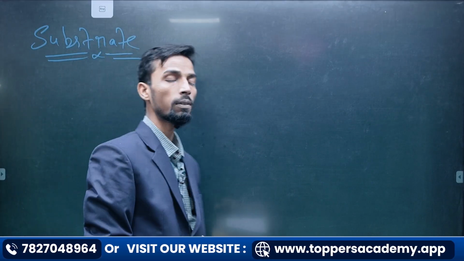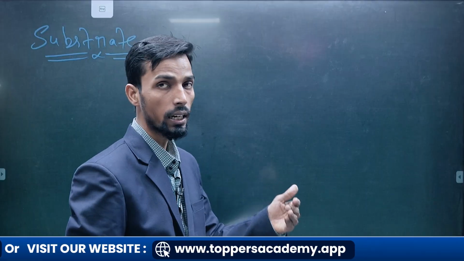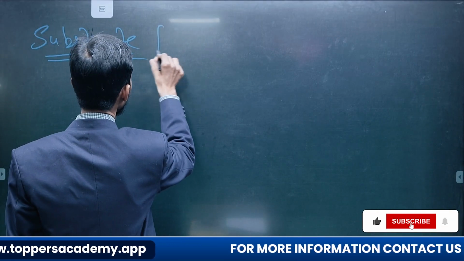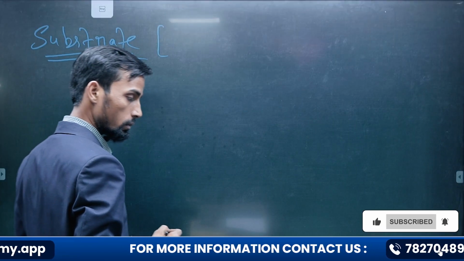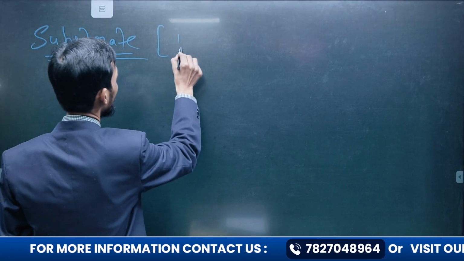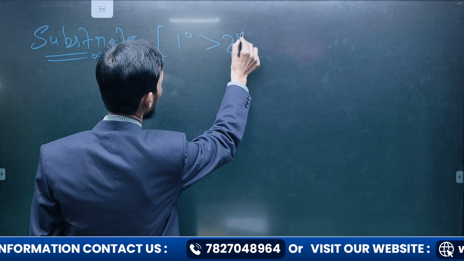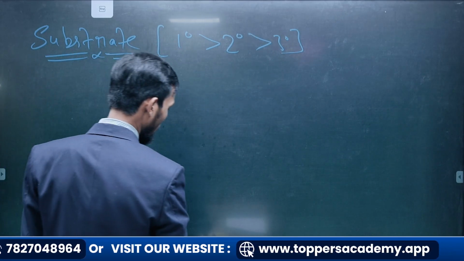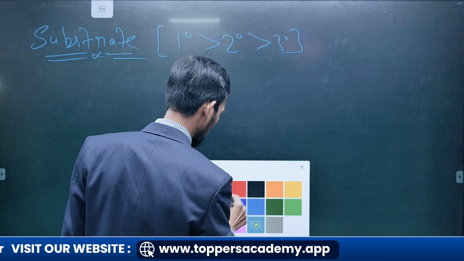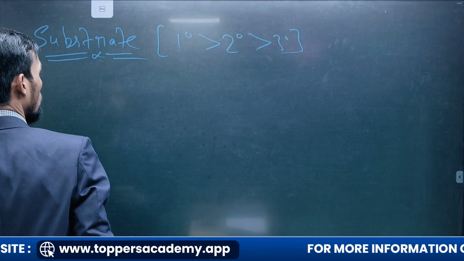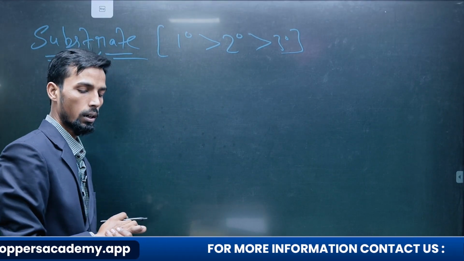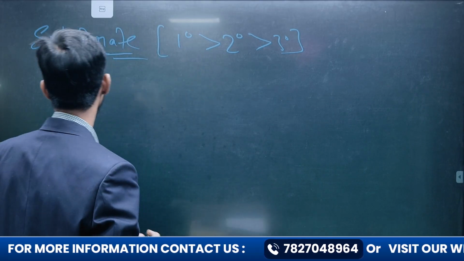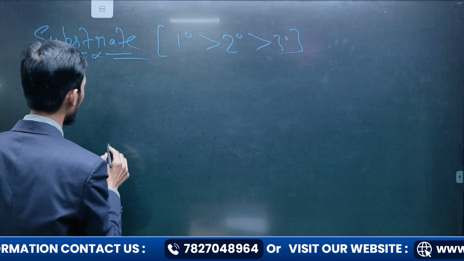As we have seen, in an SN1 reaction 3 degree is more preferable than 2 degree and then 1 degree. But in an SN2 reaction, 1 degree will be more preferable than 2 degree than 3 degree. Why SN2 prefers 1 degree will be explained by the transition state.